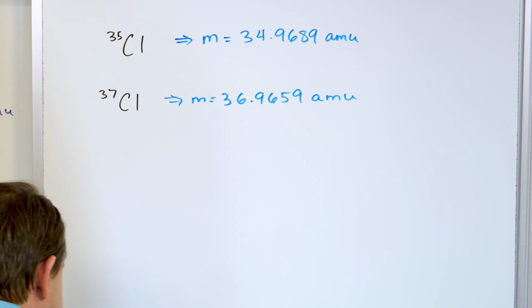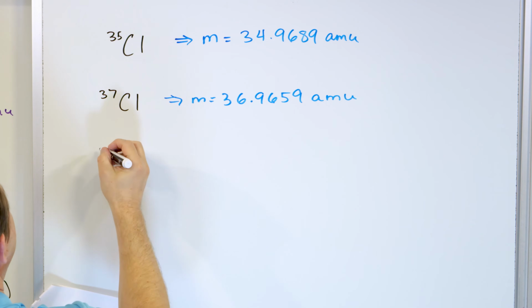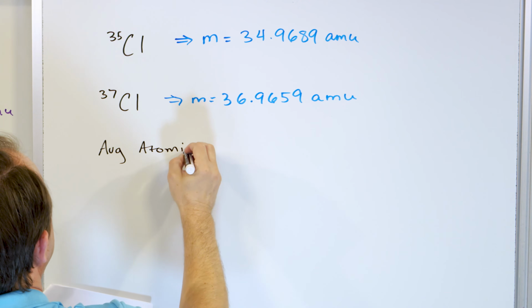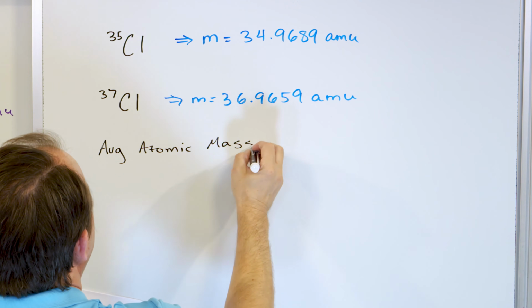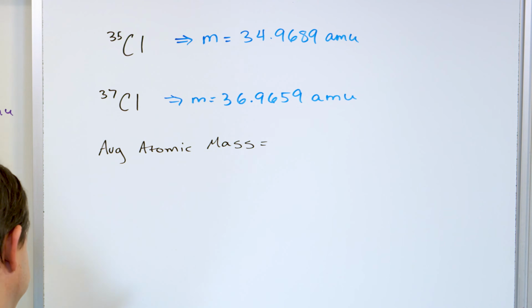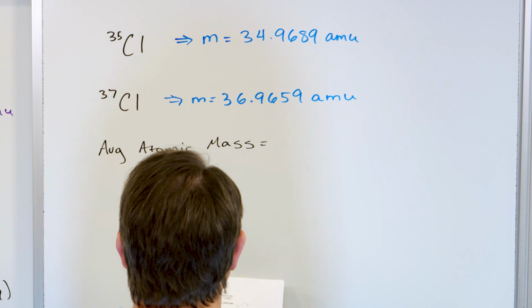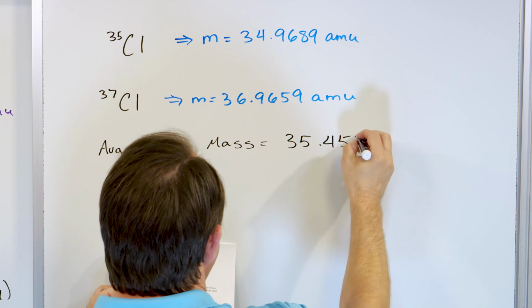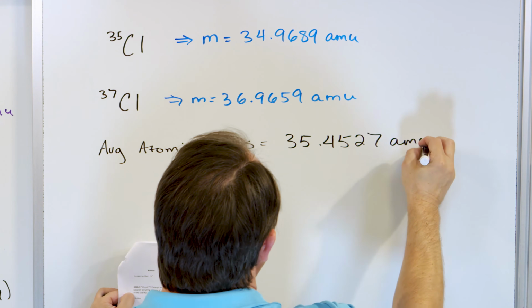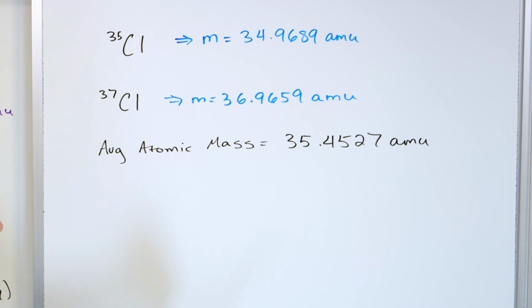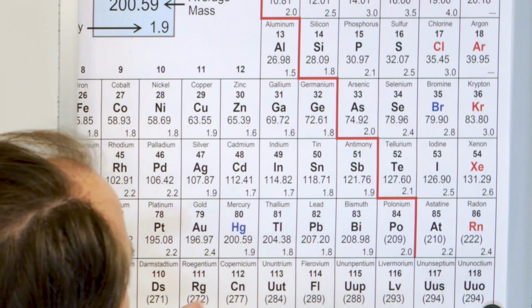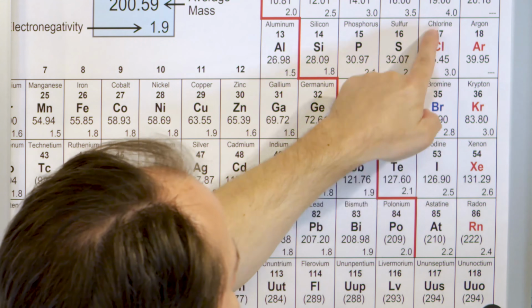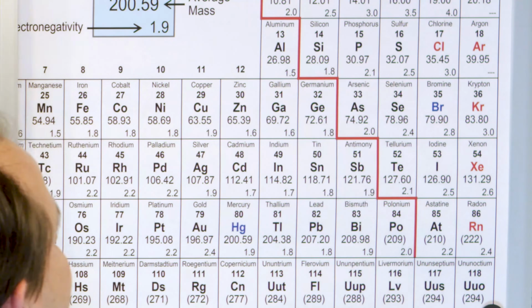And then the other thing you're given is the average atomic mass, which is the weighted average of all of the masses of the isotopes and their abundances, and that is given to us as 35.4527 atomic mass units. Now let's just double check, just for giggles. 35.45 for chlorine, 35.45 is the weighted average of the atomic mass of all the isotopes of chlorine. So that's what we see on the periodic table.